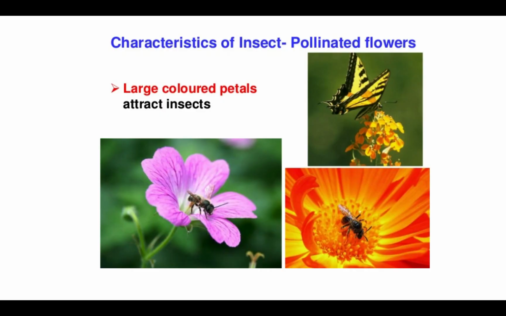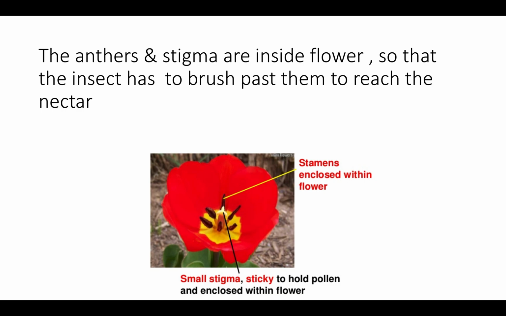Now, if you were asked to list the characteristics of insect pollinated flowers, they have large colored petals, they have scents, bright colors to attract insects. So it is important to mention that the anthers and the stigma are inside the flower, so that the insect has to brush past them to reach the nectar, and thereby the pollen grains could stick to the insect or the bee, and then be transferred.